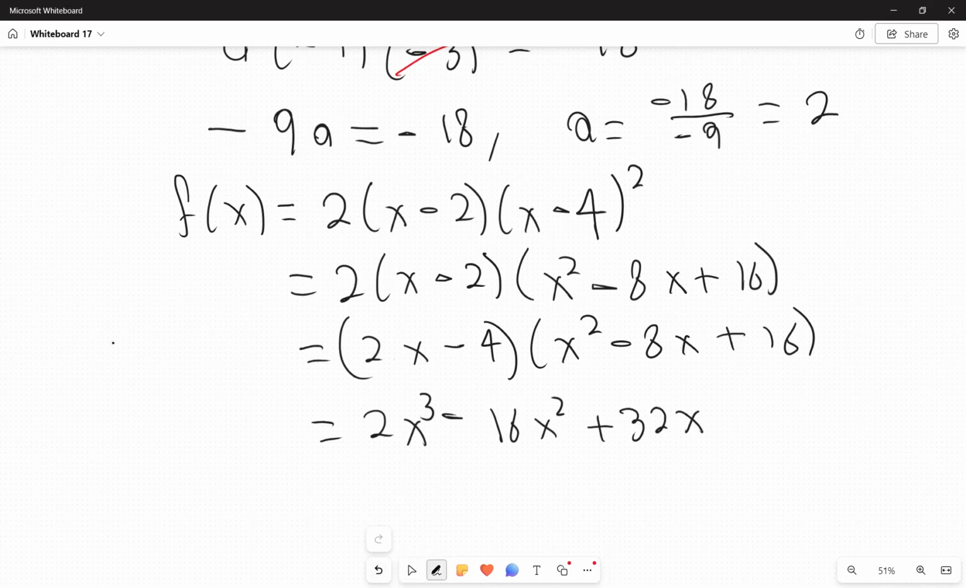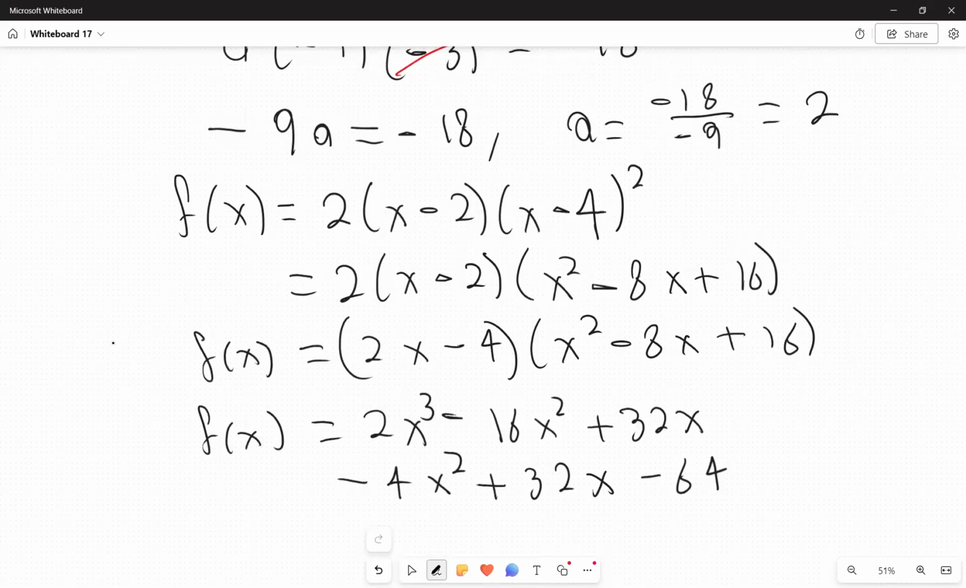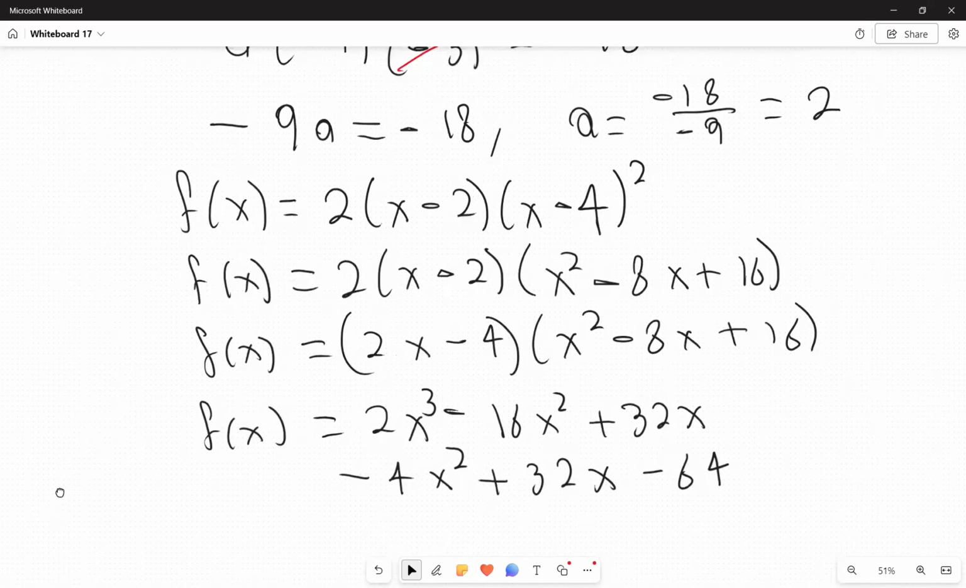And then distribute the 4, that's minus 4 times x squared. A negative 4 times minus 8x, that's 32x. And negative 4 times 16 is negative 64. So this is still f of x. And finally, we're going to combine like terms to write the final answer.